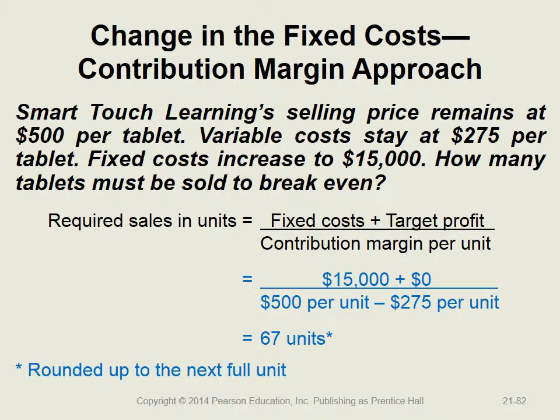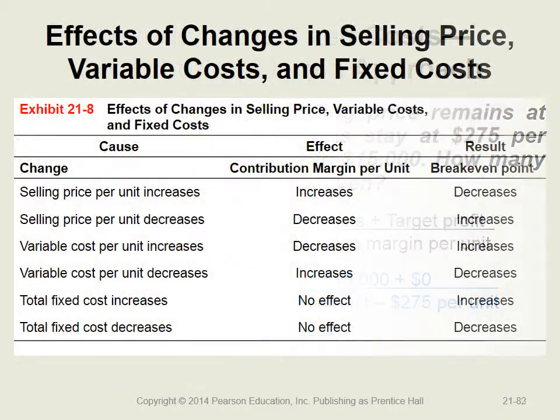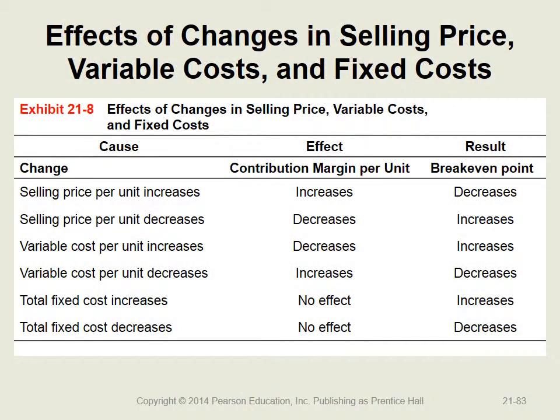Higher fixed costs increase the total contribution margin required to break even. In this case, increasing the fixed costs from $12,000 to $15,000 increases the break-even point to 67 tablets from the original 54. Exhibit 21H shows how all of these changes affect the contribution margin per unit and the break-even point.